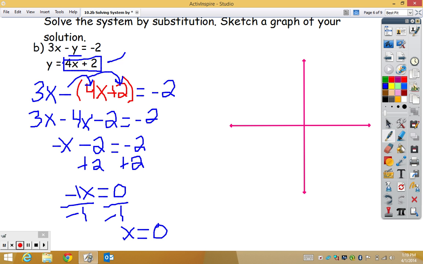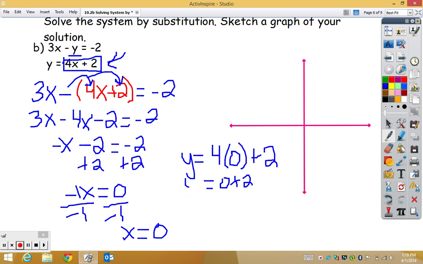So I only have one variable, but I have two variables here, so I'm going to solve. I'm going to plug into this one because I already have y by itself. So y equals 4 times, instead of x, I'm going to put what x equals, which is 0, plus 2. That's 0 plus 2. So y equals 2. So my two lines intersect at (0, 2). So that is my solution, and then I'm just going to sketch a graph.